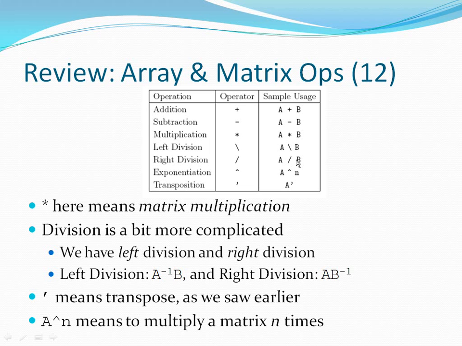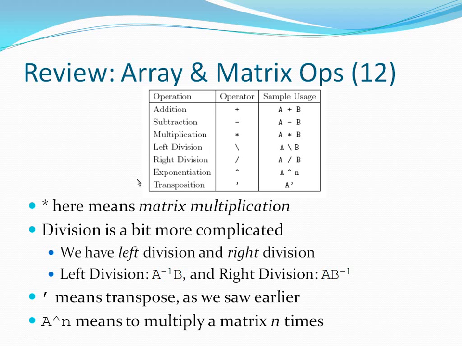So the next one is simple. This means the transpose. The single apostrophe means to take the transpose. We've seen this earlier. It just interchanges the rows and the columns. And then last but not least, you have exponentiation. What this means is that you're just going to multiply a matrix as many times as you want, specified by the number n. So if n was equal to 3, you'd multiply A 3 times, which is A times A times A.